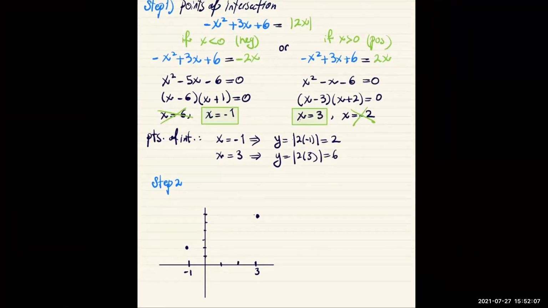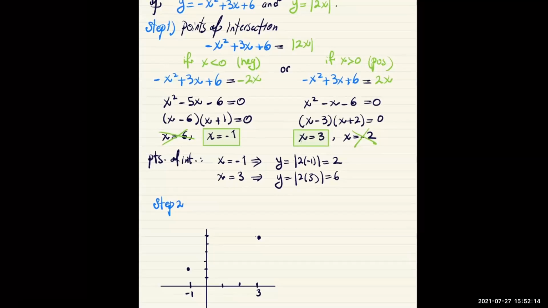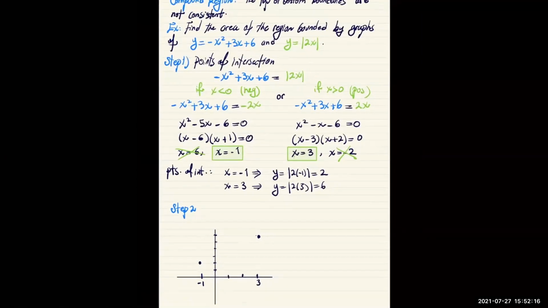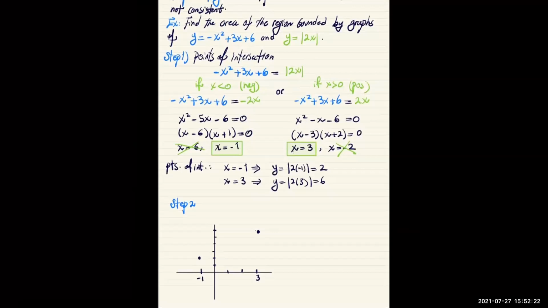Okay. All right. So again, let's graph them. Graphing here is easy as long as you have your intersection points. Let's graph the green function. This is the V graph, and it's going through the points of intersection.